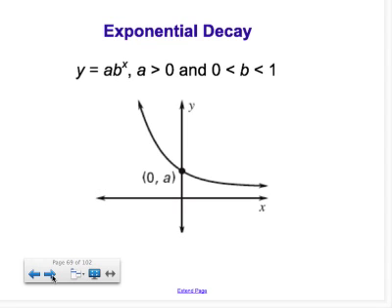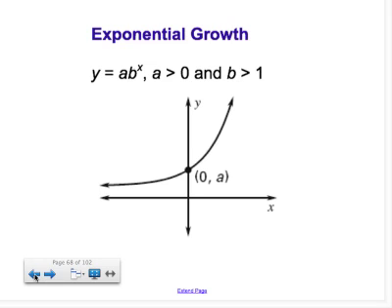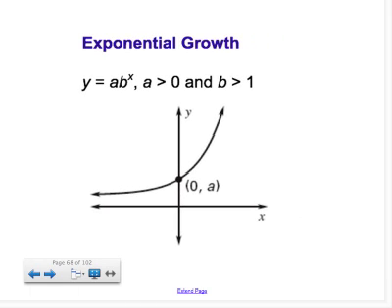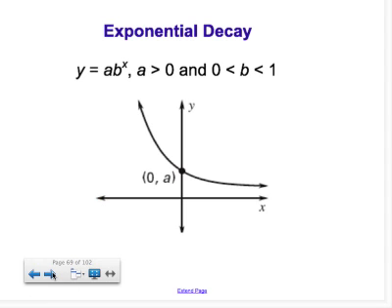So exponential decay just goes the other way. Let me show you again. Here's growth: as x gets bigger, y starts to increase rapidly. That's an exponential growth function. Exponential decay means you're decomposing, so now as x gets bigger, y decreases. It's pretty much just going the other way.